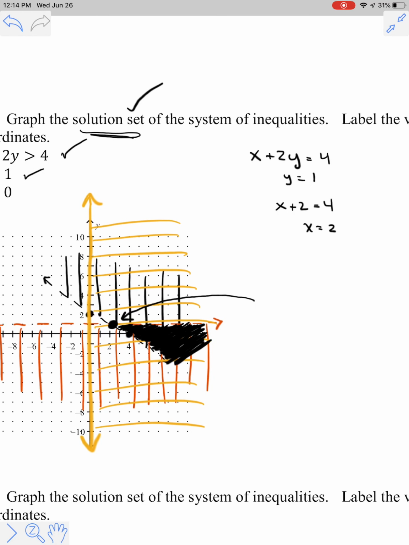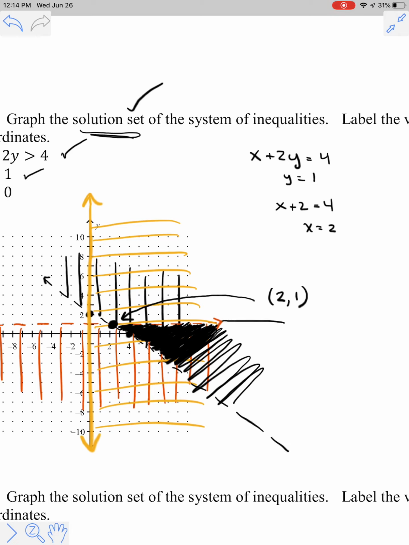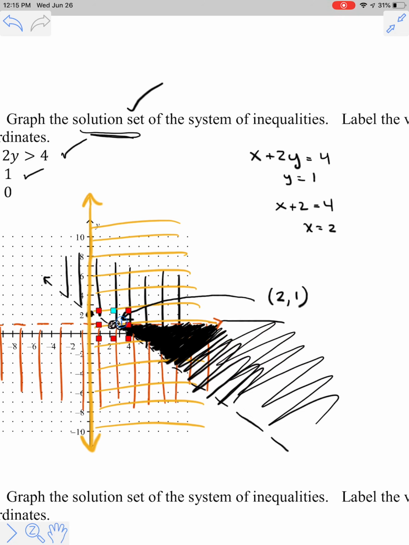So that intersection point there, one of the vertices of our solution set, has the point (2, 1). That's the only vertex, because the rest of this solution set just keeps getting bigger and bigger and bigger. It's called unbounded. If we were to continue to extend these graphs out indefinitely like this, the solution set would just keep getting bigger and bigger like that. So there's only one corner that we can clearly identify of our solution set. A vertex is a corner of a solution set.